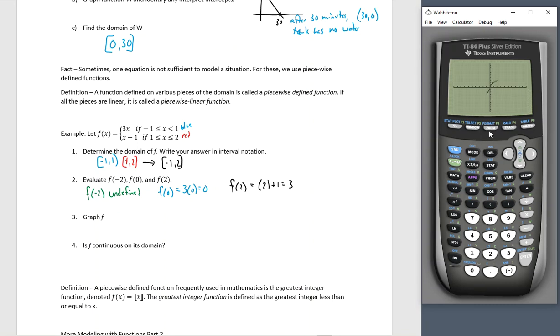And if we zoom in a little bit, let's zoom decimal. Takes us to a nice window. Not a nice enough window.